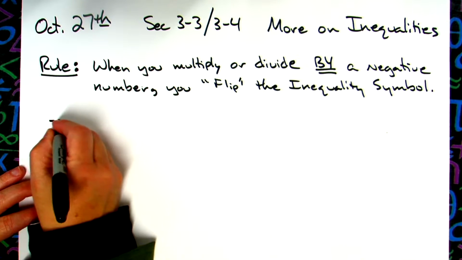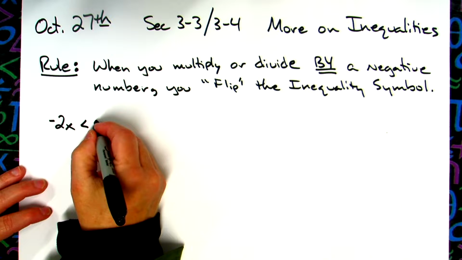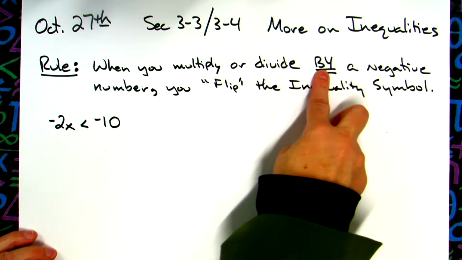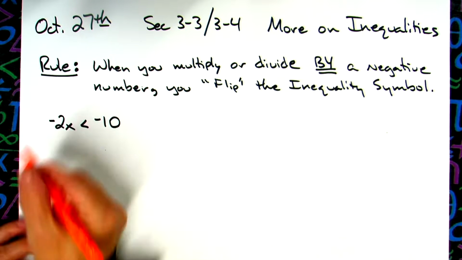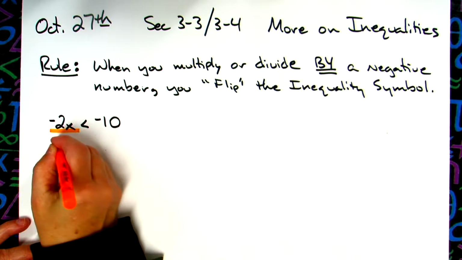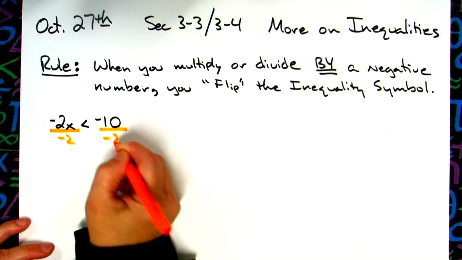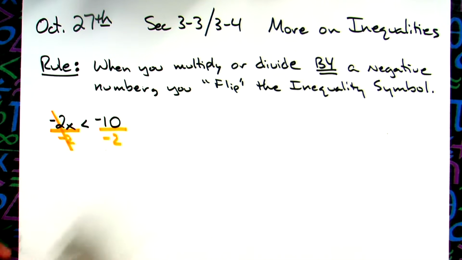Right, so if I've got negative 2x is less than negative 10, that's a one-step. To solve for x, we would divide both sides by negative 2. If I am multiplying or dividing by a negative number, well, if I show my algebra steps and I divide by negative 2, did I divide by a negative number? Yes. So in other words, if the number with the x is negative, then I'm going to flip the inequality symbol.